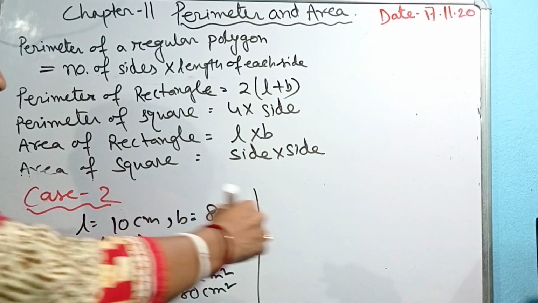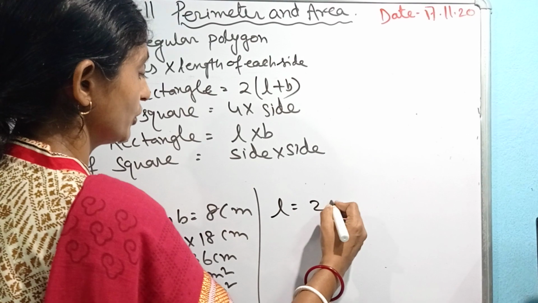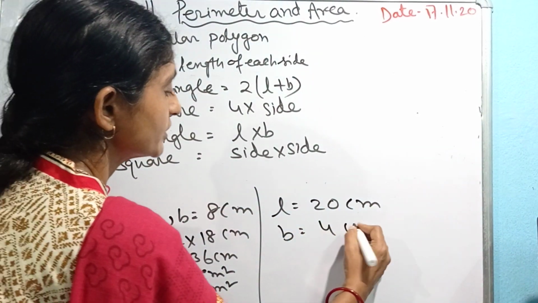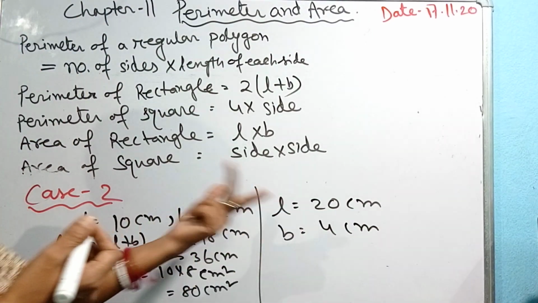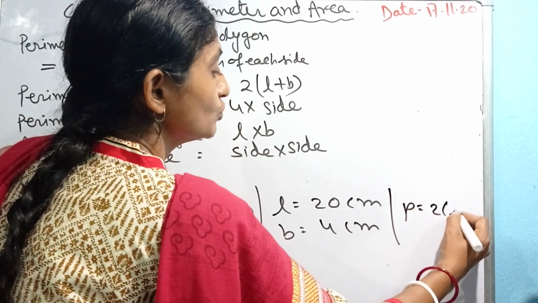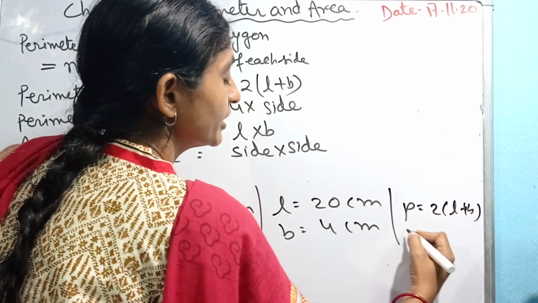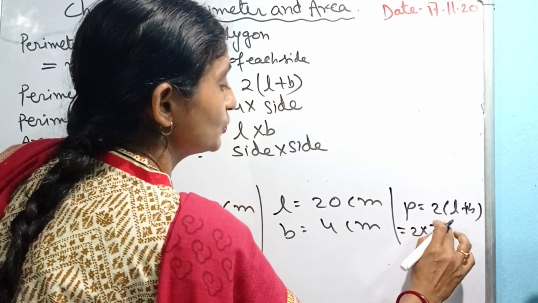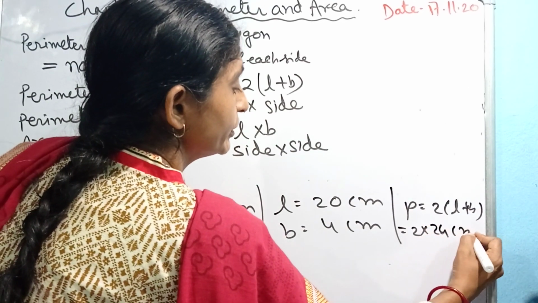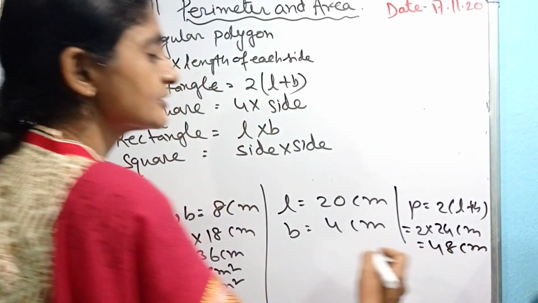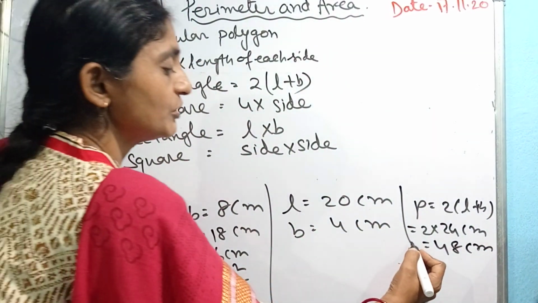Let's consider that the length of that rectangle is given as 20 centimeter, and breadth has been given as 4 centimeter. Yes, it is possible, a rectangle can be like that. So what will be the perimeter in this case? Perimeter will be 2 into (L plus B). How much are you getting? That is equal to 2 into (length plus breadth), means 20 plus 4, that is 24. That means you are getting 48 centimeter. This is the perimeter you are getting.